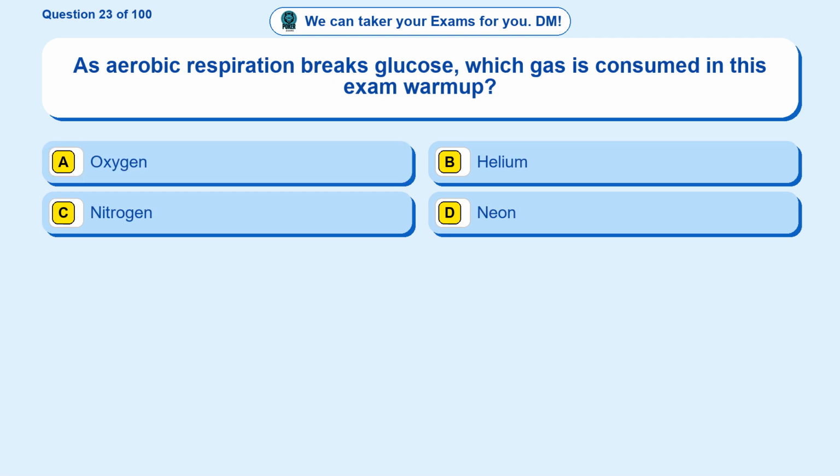Question 23. As aerobic respiration breaks glucose, which gas is consumed in this exam warm-up? Option A, oxygen. Option B, helium. Option C, nitrogen. Option D, neon. The correct answer is option A.